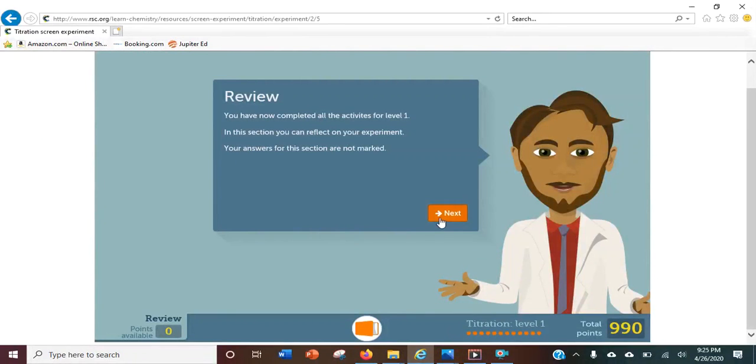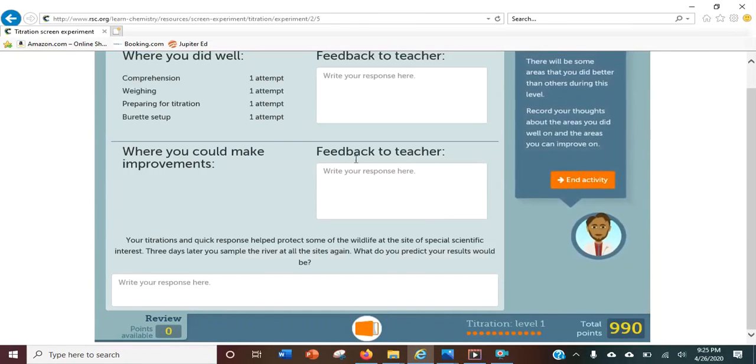You can look at the bottom. Here, you're just going to give me some feedback on where you did well. One sentence is good enough. Where you can make improvements. Again, one sentence is good enough. And I want you to answer this question: what if you were to test the river 3 days later? What do you think your results will be? All right, once you're done with that, you can click End Activity.